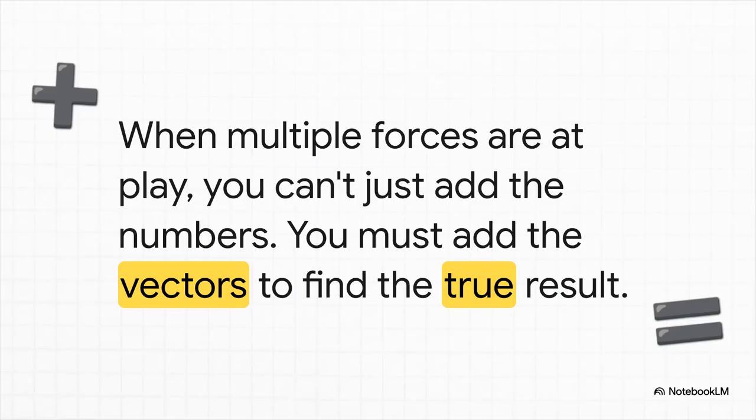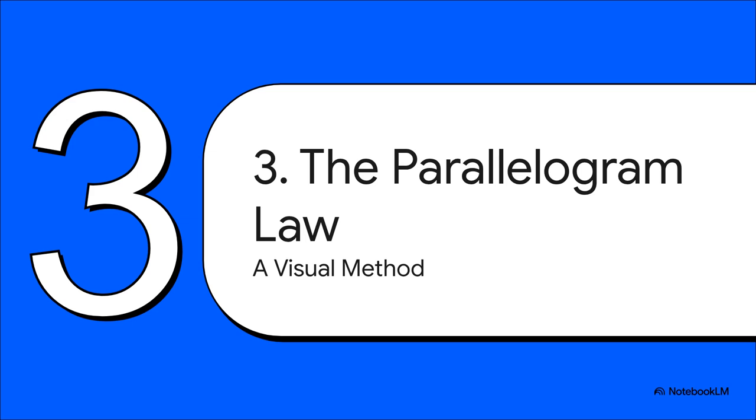This whole idea becomes absolutely crucial when you have more than one force at play. Just like with our boat, right? We have the force from your rowing and we have the force from the river current. To find out what really happens, we can't just add the numbers together. We have to add the vectors. So, how do we actually add these vectors? Well, this brings us to the star of today's show, a beautifully simple and visual method called the parallelogram law.